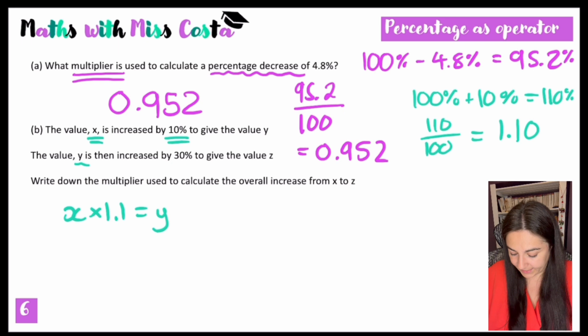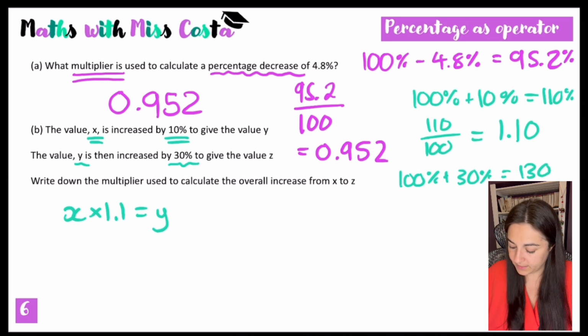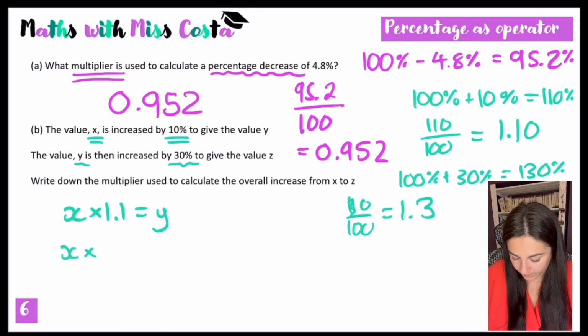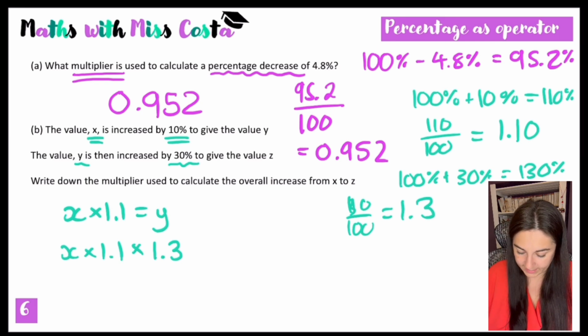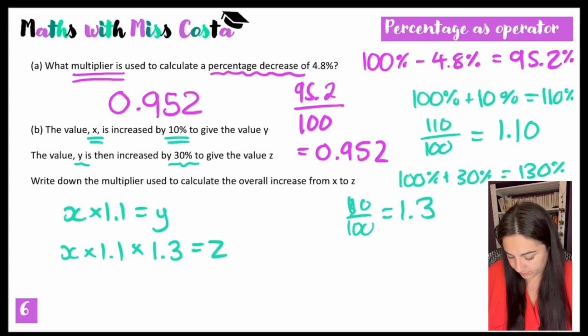The value y is then increased by 30%. So once again, 100% plus 30% would give you 130%. So the percentage multiplier, 130 over 100 would give you 1.3. So you've got your y, which is x times 1.1, and that is then being increased by 1.3. So you multiply that by 1.3, and that gives you z. So you need to write down the multiplier used to calculate the overall increase.